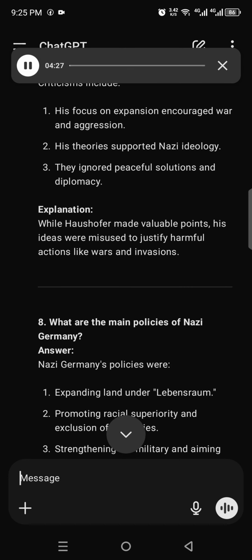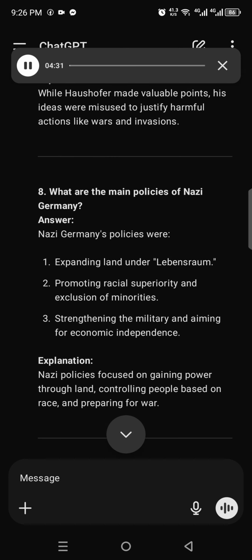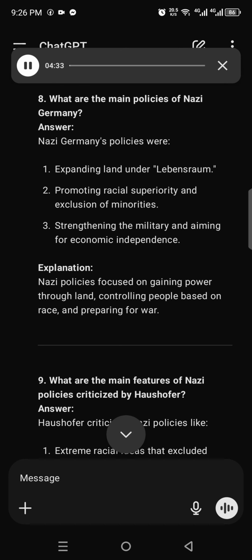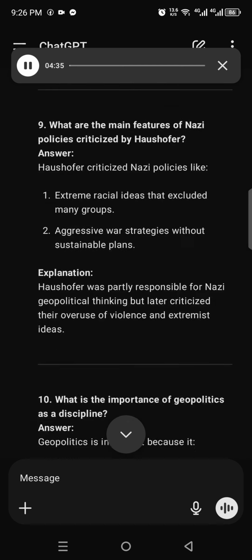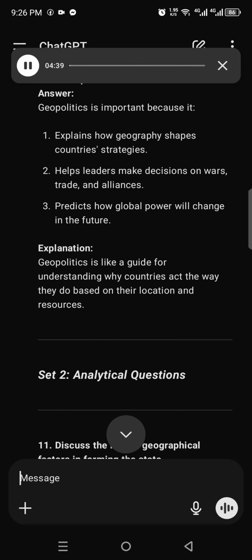10. What is the importance of geopolitics as a discipline? Answer. Geopolitics is important because it: 1. Explains how geography shapes countries' strategies. 2. Helps leaders make decisions on wars, trade, and alliances. 3. Predicts how global power will change in the future. Explanation. Geopolitics is like a guide for understanding why countries act the way they do based on their location and resources. Set 2. Analytical questions.